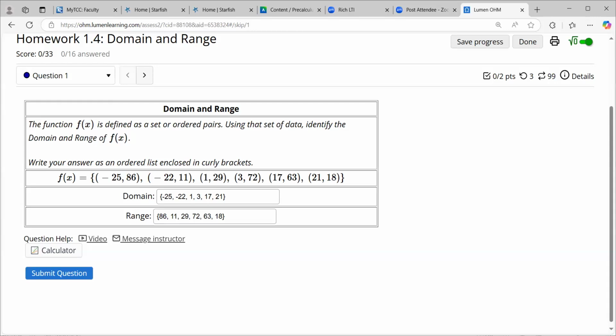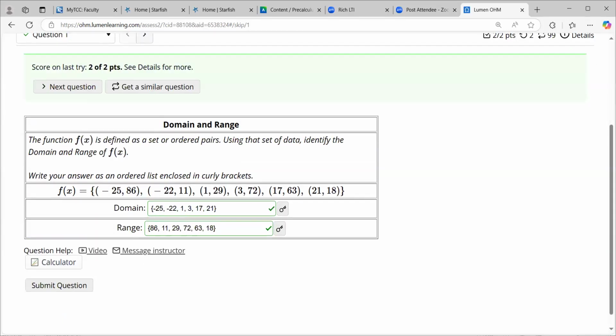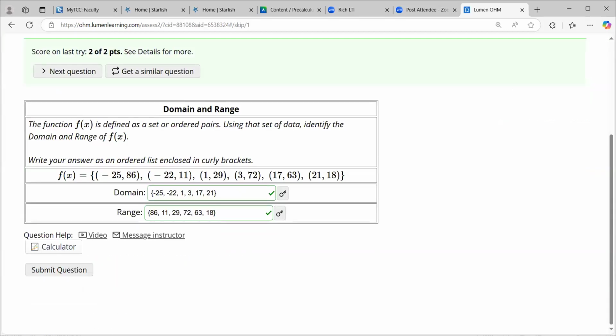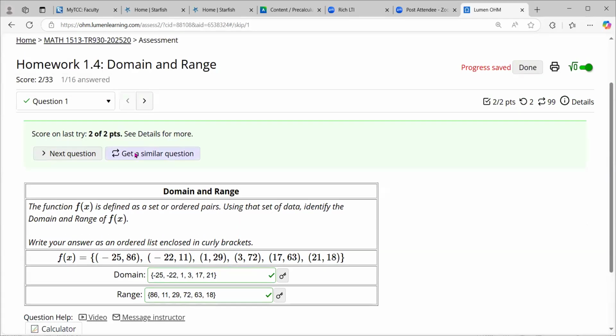Okay, so that is it. I'm going to submit this problem. I got it right. Next. And unless you feel very comfortable, if you don't feel very comfortable, do you see here? Get a similar question. You should try this. Practice enough to make yourself feel comfortable about handling this type of problem.